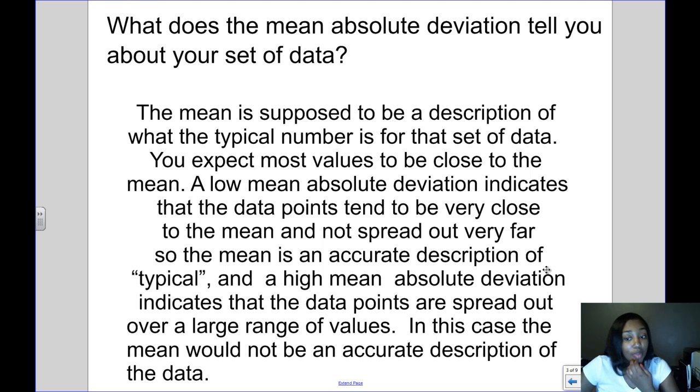A high mean absolute deviation indicates that the data points are spread out over a large range of values, and in this case the mean would not be an accurate description of the data. And that would be a set of data where you obviously have some outliers that are affecting your data.